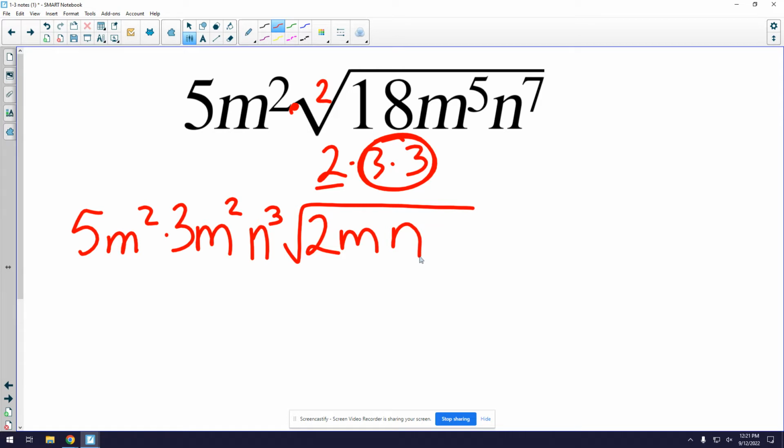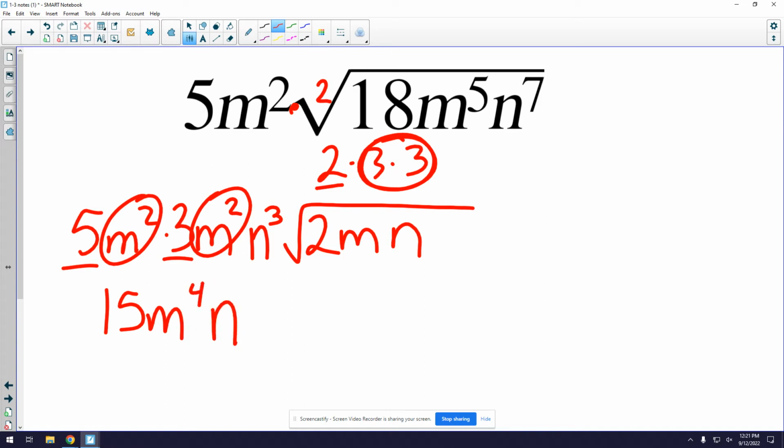And now we need to finish simplifying by actually doing that multiplication. 5 times 3 is 15. And with your exponent rules, m squared times m squared, we've learned is m to the 4th. n to the 3rd doesn't have anything to combine with. And your square root of 2mn. So 15m to the 4th, n to the 3rd, square root of 2mn.